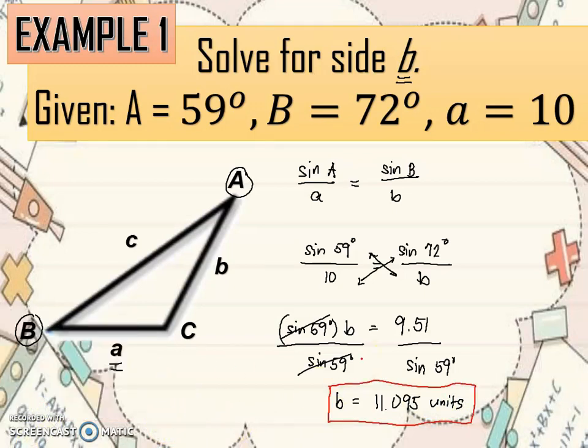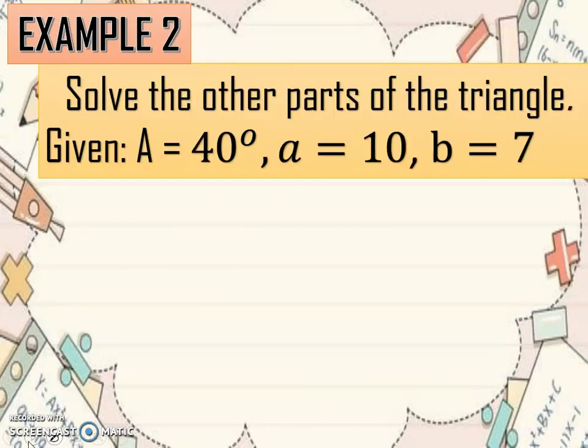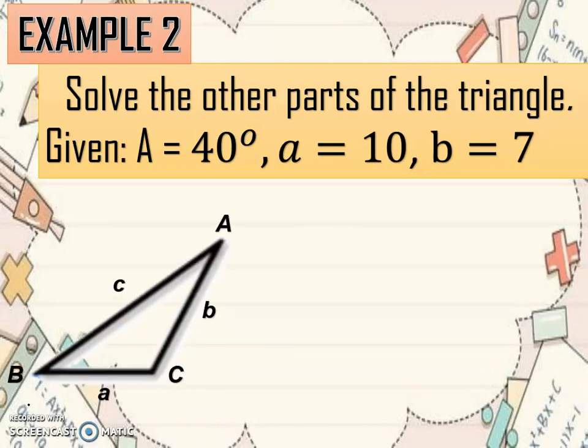Now let us proceed to example number 2. Solve the other parts of the triangle given: angle A equals 40 degrees, side A equals 10, and side B equals 7. So again, class, the first thing that you must do is illustrate the given and decipher what type of case this is. So the given is angle A, side A, and side B. So this problem is side-side-angle: 2 sides and 1 angle opposite to one of these sides.